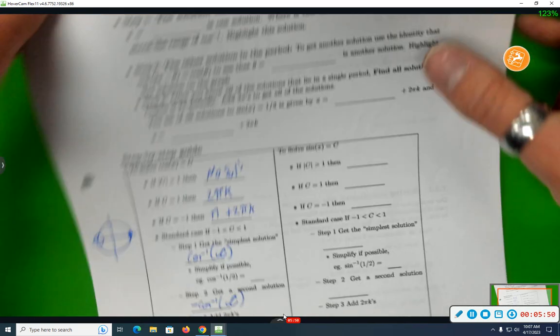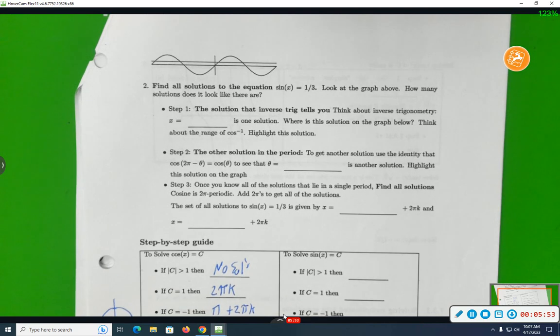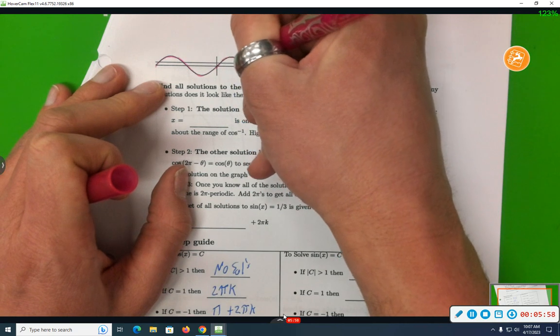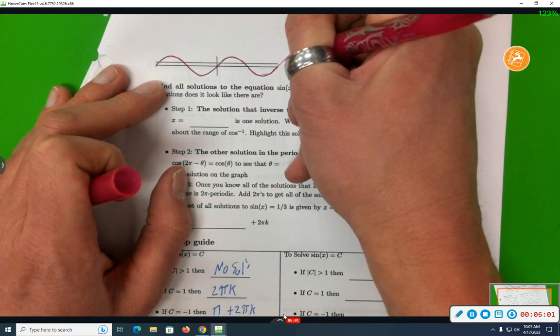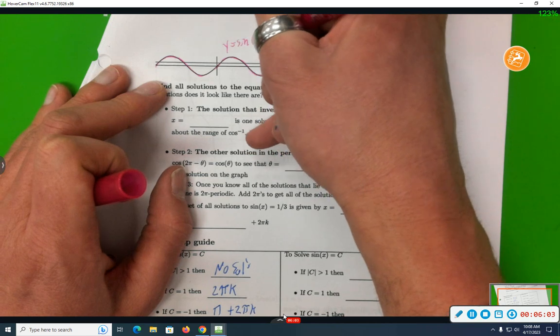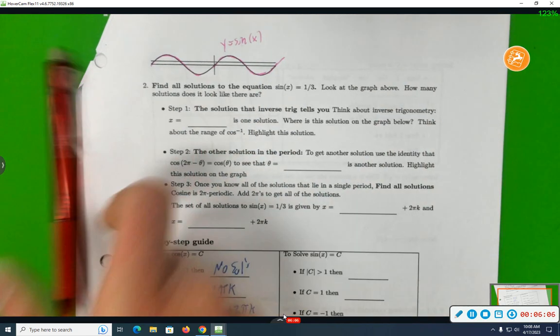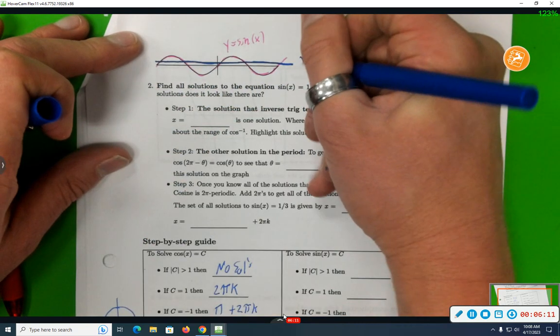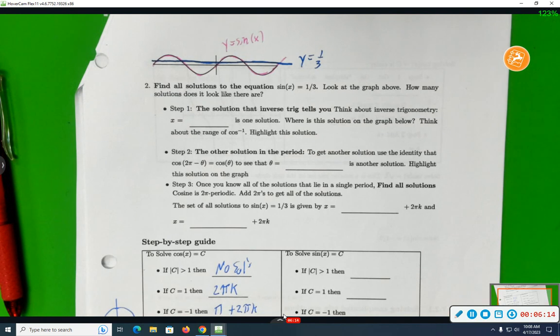So, exact same thing for sine. Here is an equation. Right here I see y equals sine of x. And here I see the line y equals 1/3. Does it look like those two curves cross? Excellent. So this equation, sine of x equals 1/3, has solutions. Using inverse trigonometry, what's the simplest solution?